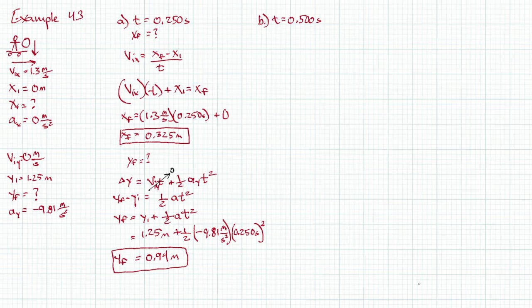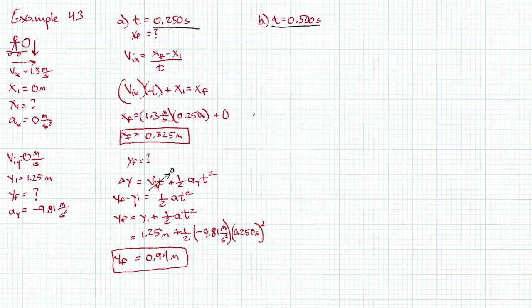Let's see here. I'm just going to go ahead with part B. Part B, the only thing that's different is the time. In part A, we're given this time right here, which is 0.250 seconds. Part B is asking for exactly the same thing, the position of x final and y final after a certain amount of time, but the time has changed. So that's the new time right there. We should definitely be able to handle that.